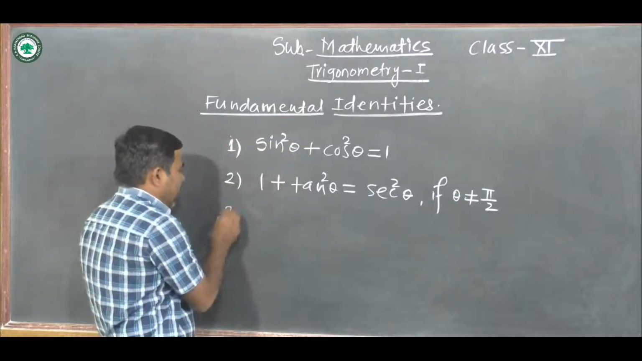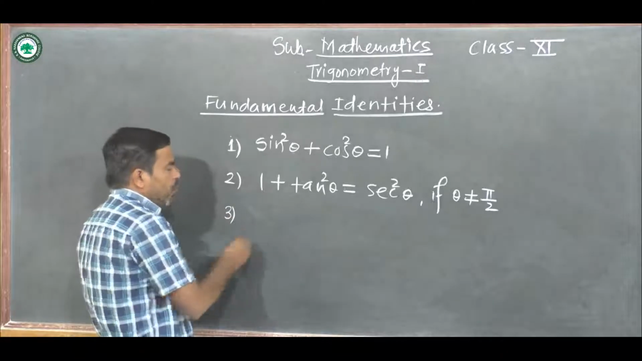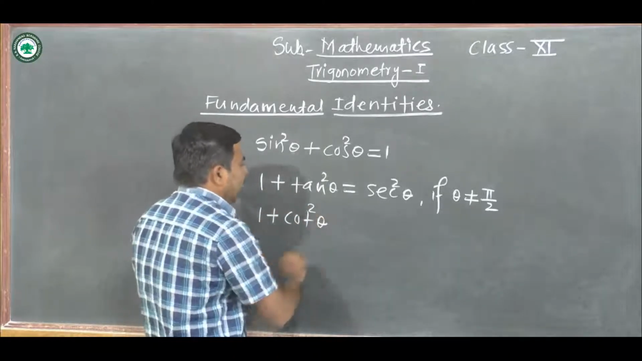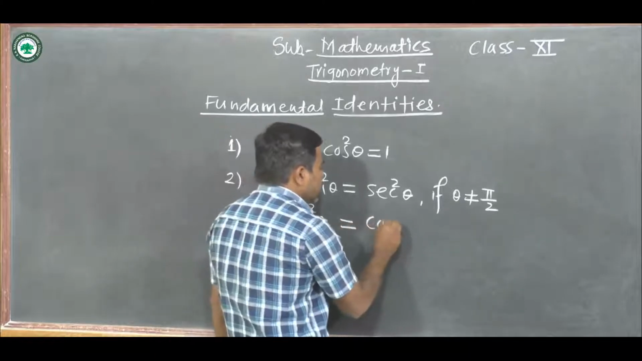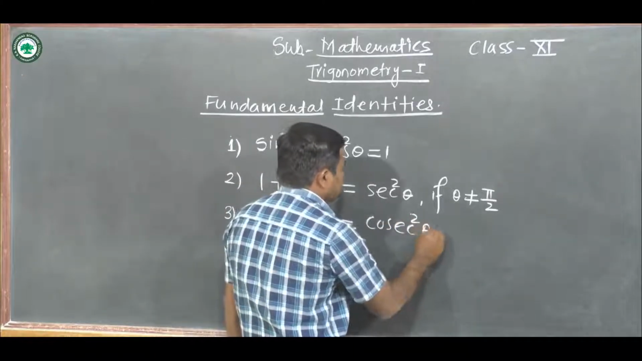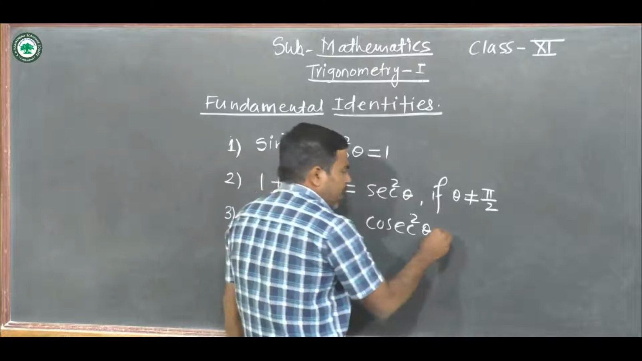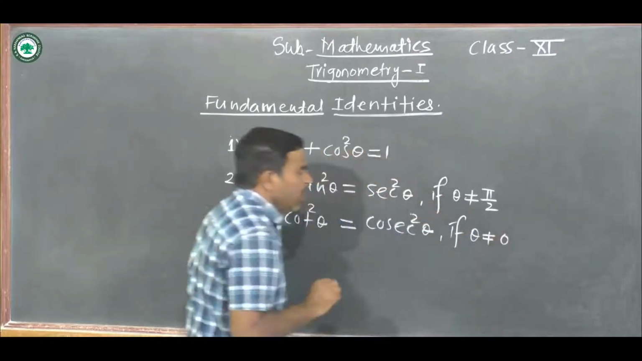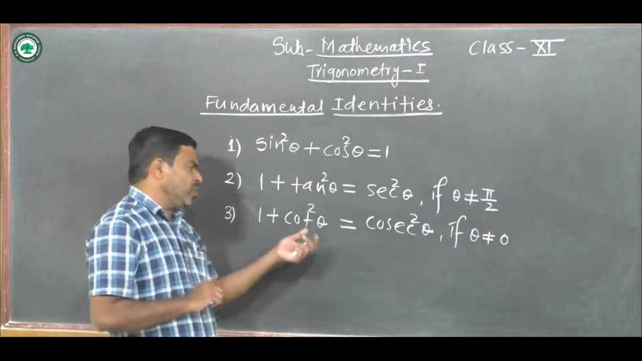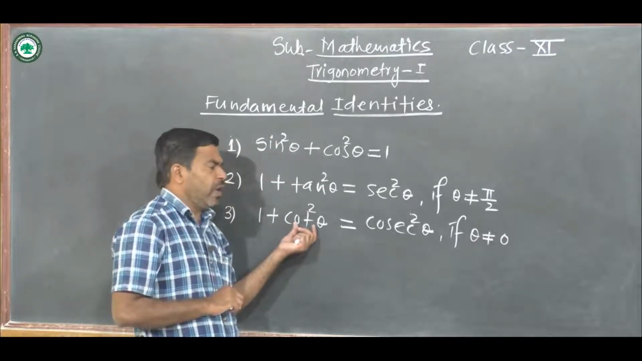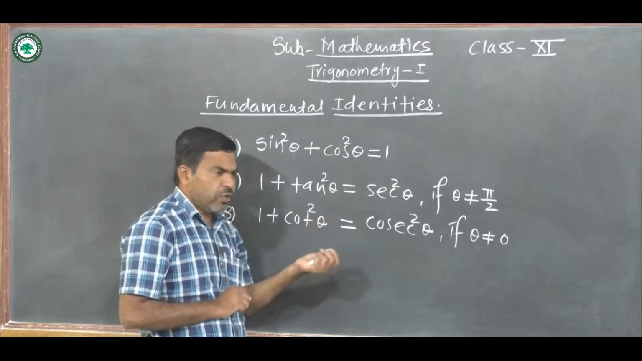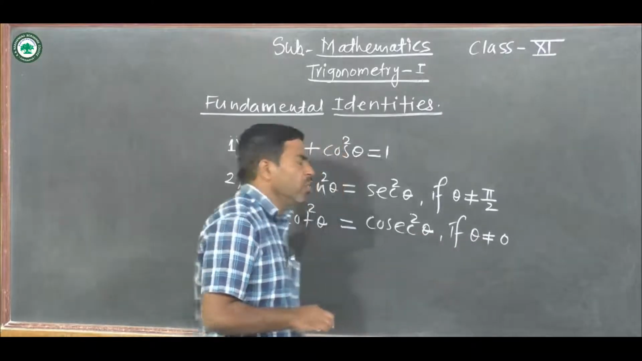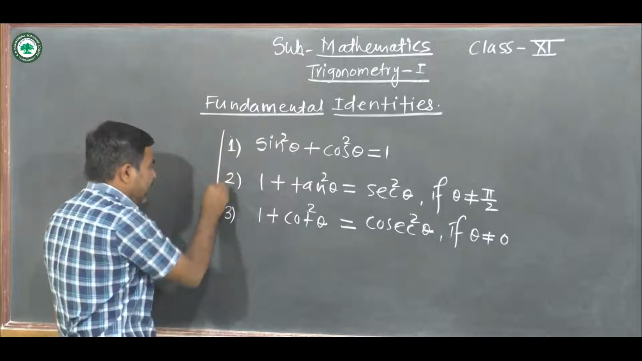So third fundamental identity, 1 plus cot square theta is equal to cosec square theta if theta is not equal to 0. Here, if theta is equal to 0, then cot 0 is not defined, or cosec of 0 is not defined. So that's why theta must be different from 0. So these are fundamental identities.